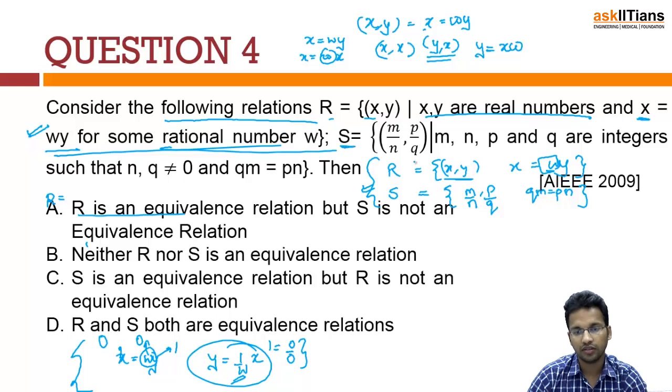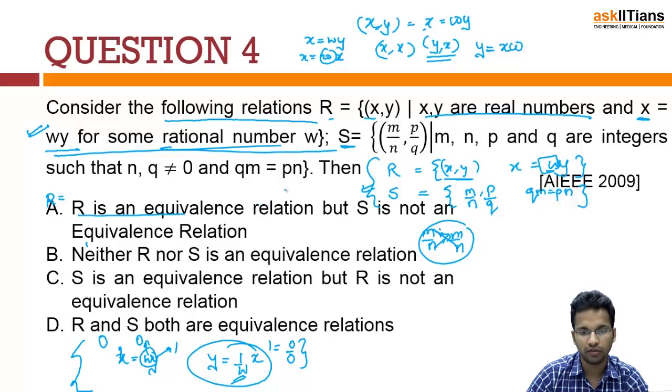Checking for S. Now for S, if I check for m by n comma m by n, obviously your mn will be equal to mn always. It will always follow this because this is following the cross multiplication.